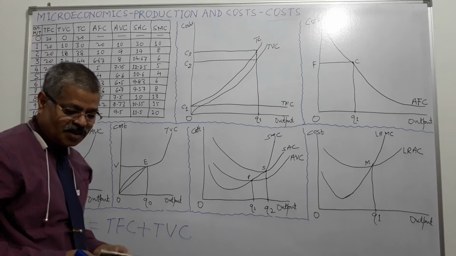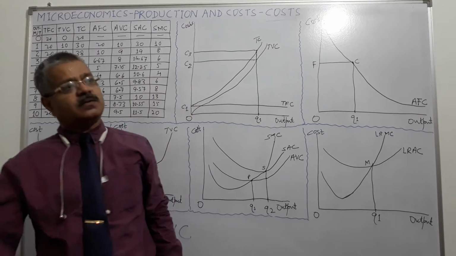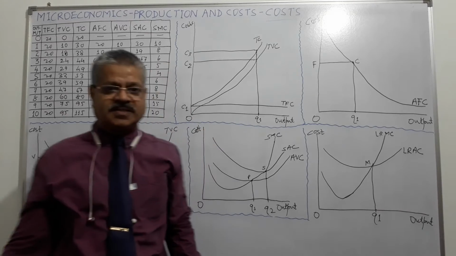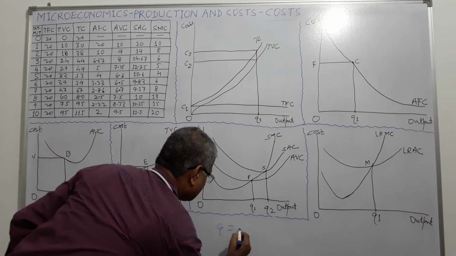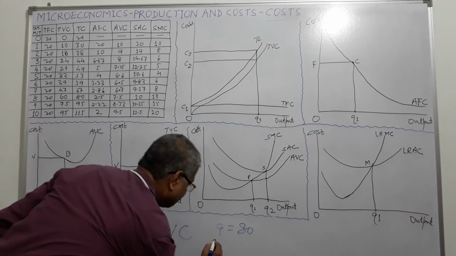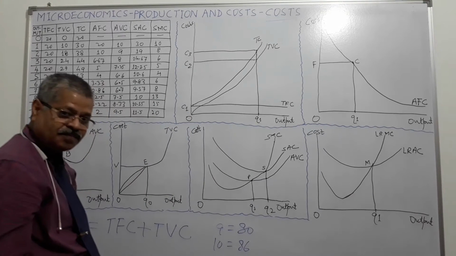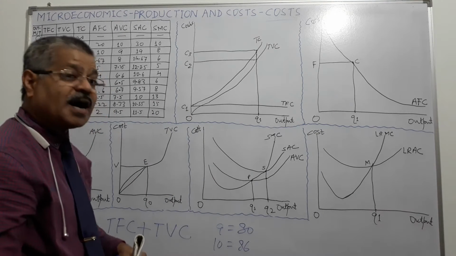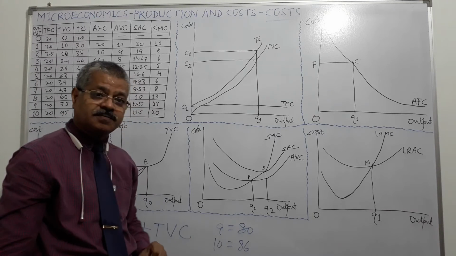Short run marginal cost. What is marginal cost? Suppose I am producing 1, 2, 3, 4, 5, 6, 7, 8, 9 units. At 9 units, my total cost is 80. If I am producing 10 units, my total cost is 86. So it means the marginal cost for the production of the 10th unit is 6.